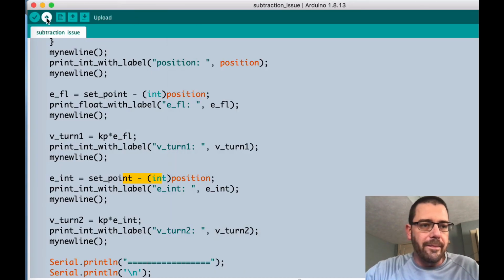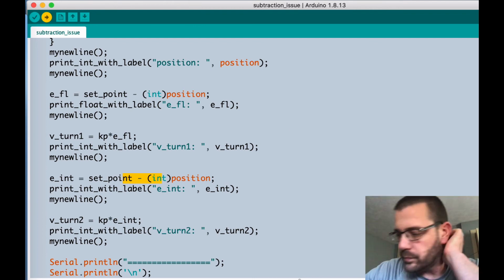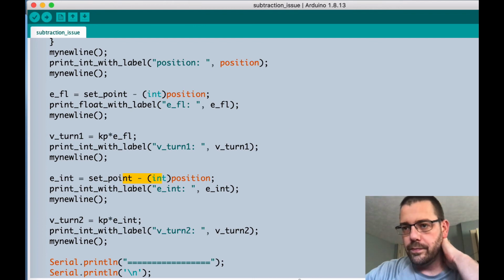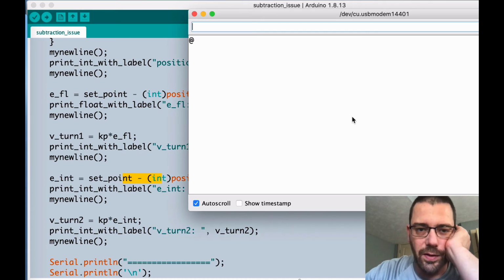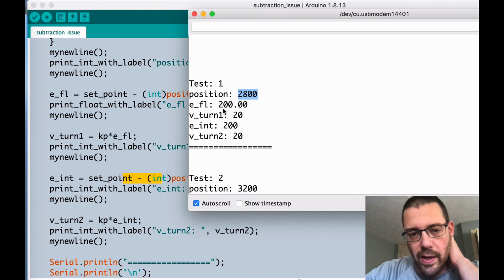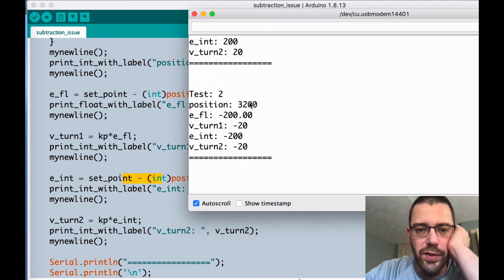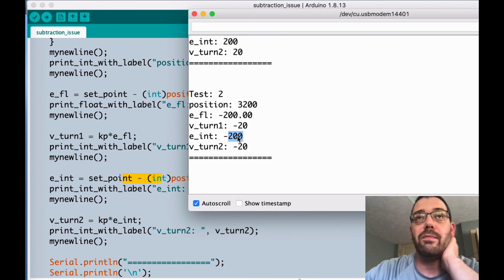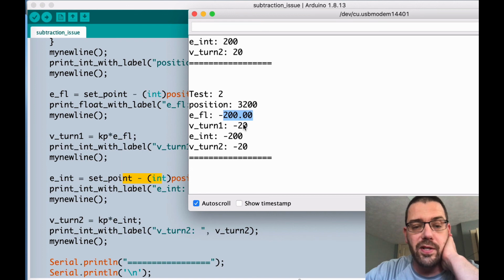So let me kill that. Come back over here. So now I'm getting the correct answer no matter what. So case 1, 2800, positive error, positive KP times error giving me V, no problem. 3200, both my errors are negative. In both cases, I've typecast my position from unsigned int to int first and then done the subtraction. And now when I multiply through by KP, I get a negative number as I would expect.